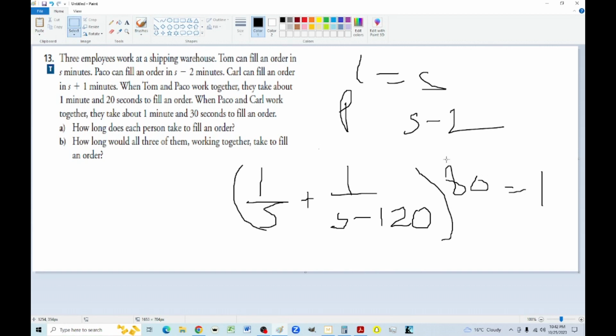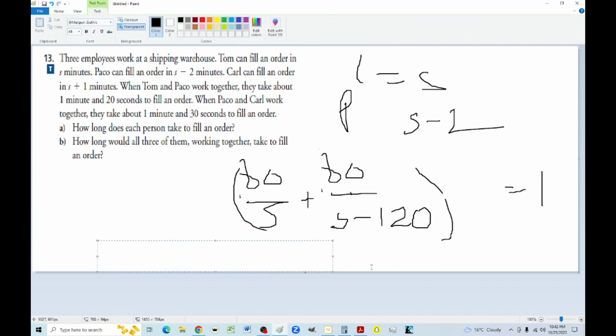So it's going to be 80 through this bracket, here and here, it's going to disappear. And now the secret is we have to multiply by S and S minus 20 on left and right. So I'm going to be left with 80 times S minus 120 here because the S's cancel out. And I'm going to be left with 80S here because the S minus 20 cancels out. And on the right, I'm going to be left with S times S minus 120, like this. Go ahead and do it if you want. Multiply both sides by S and S minus 20.